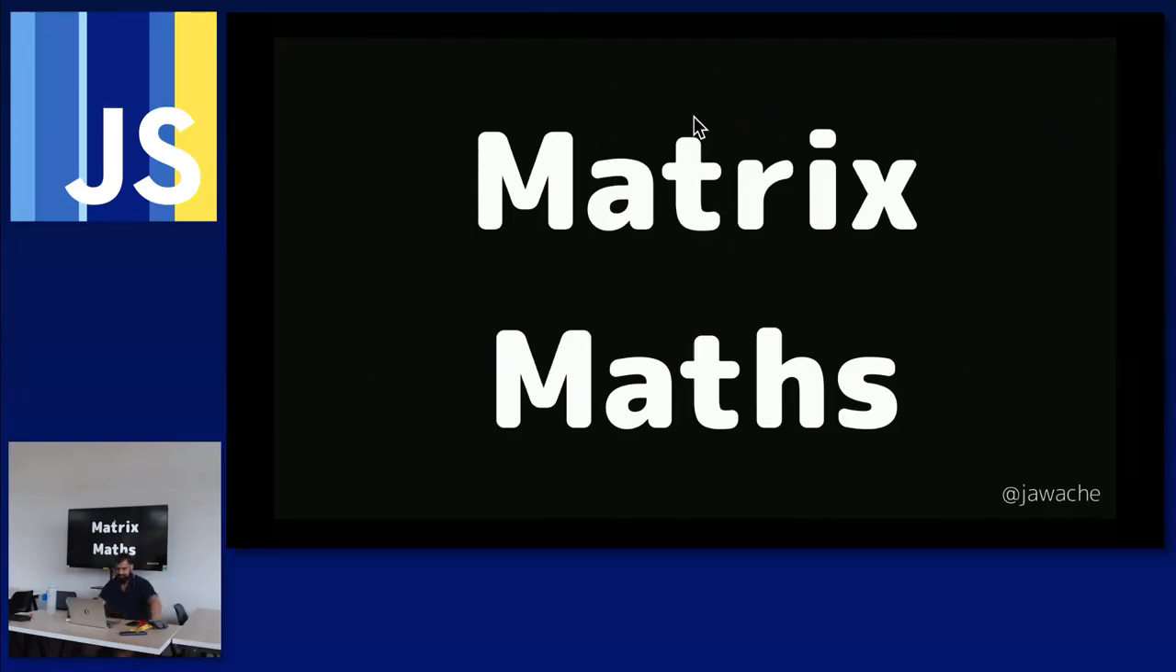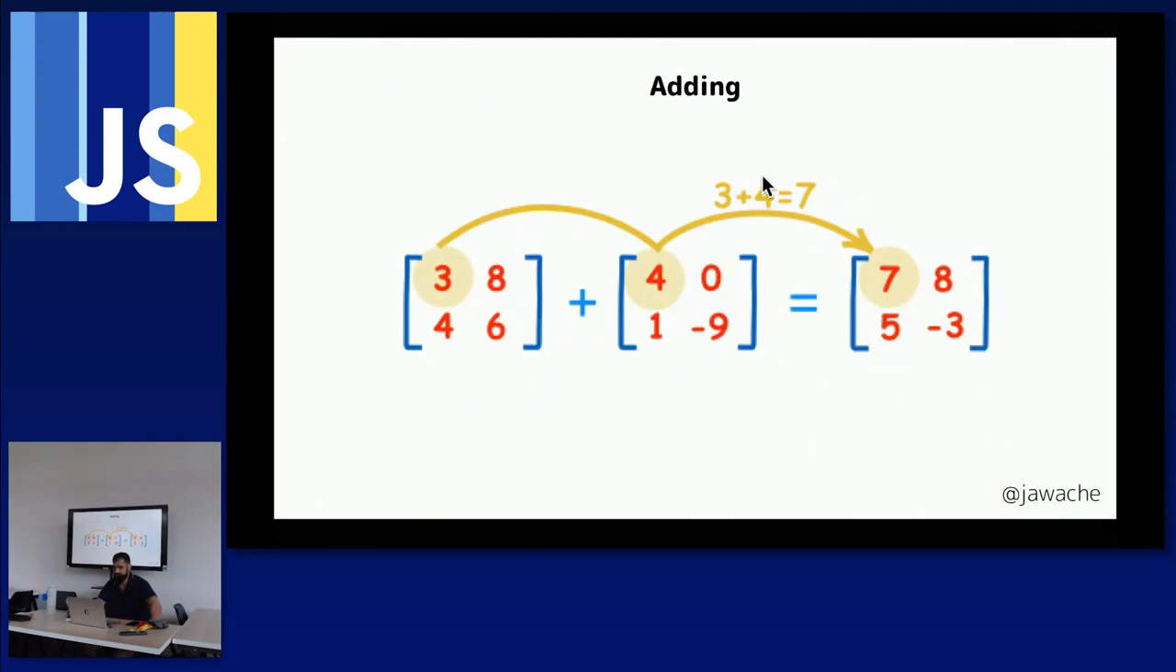Okay, matrix maths. It's simple two-dimensional matrices. Remember this stuff back when you're adding matrices together. As long as they're the same size and shape, you just add the appropriate stuff together, and it gives you the output matrix.